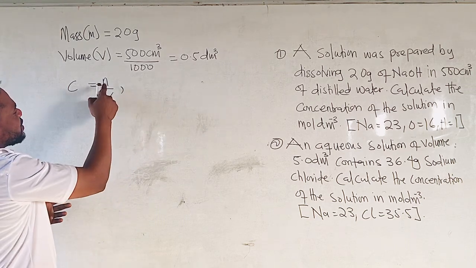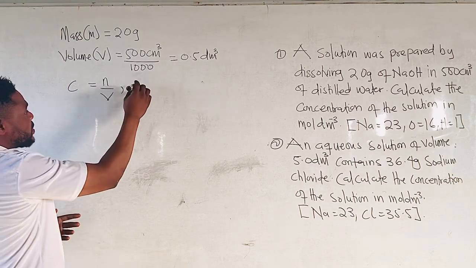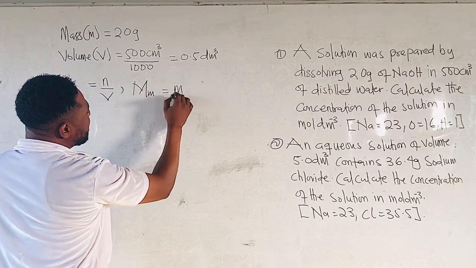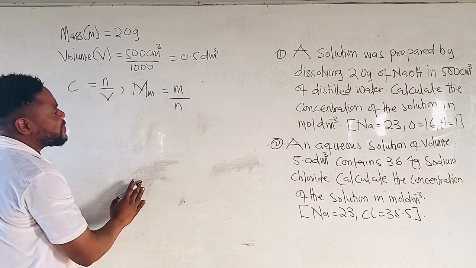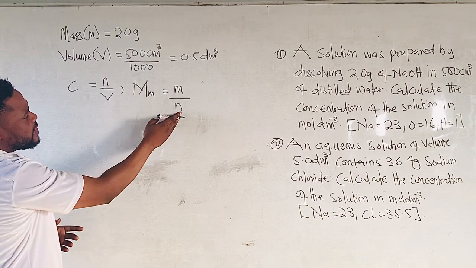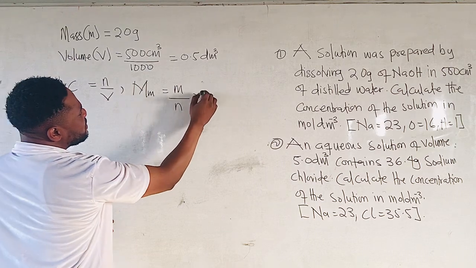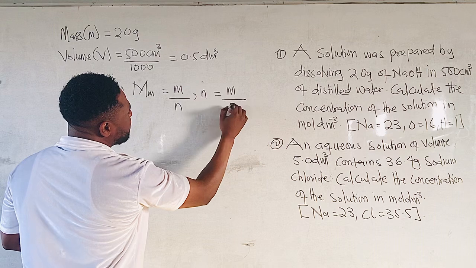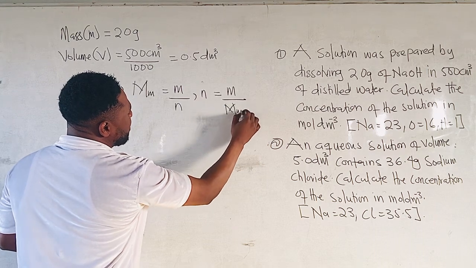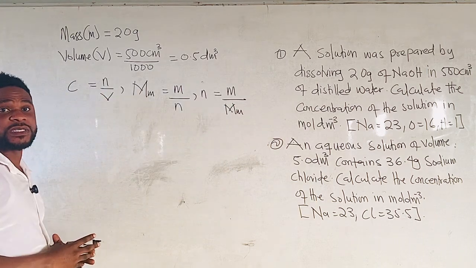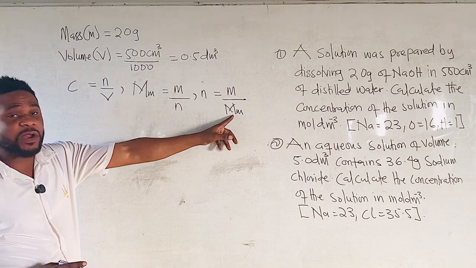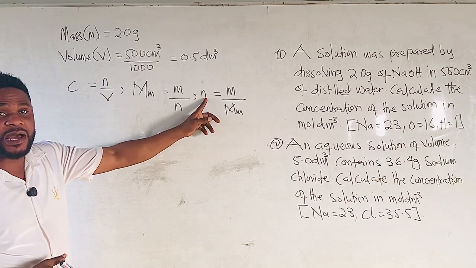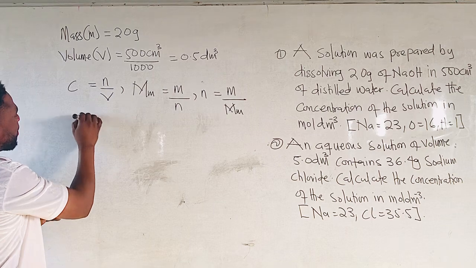We can also use this formula to get the amount of substance, where molar mass is equal to mass divided by amount of substance. So what can we say? Here too we can say that amount of substance should be equal to mass divided by molar mass of sodium hydroxide. So we need to get our molar mass for sodium hydroxide so that we can calculate our mole now. So how can we do that?